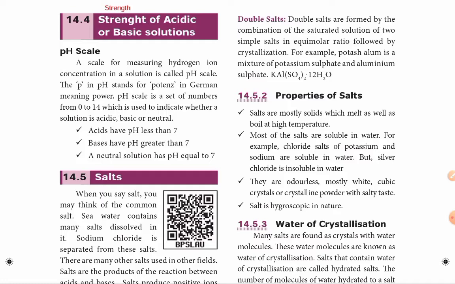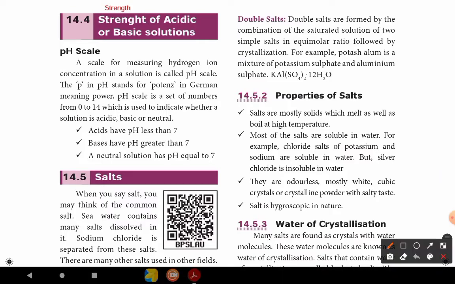So we are starting with 14.4, Strength of acidic or basic solutions. See, the spelling of strength is given wrongly in your book, and just make a note of it. I have typed out the correct spelling on top, so just see it. Let's go on to the pH scale.